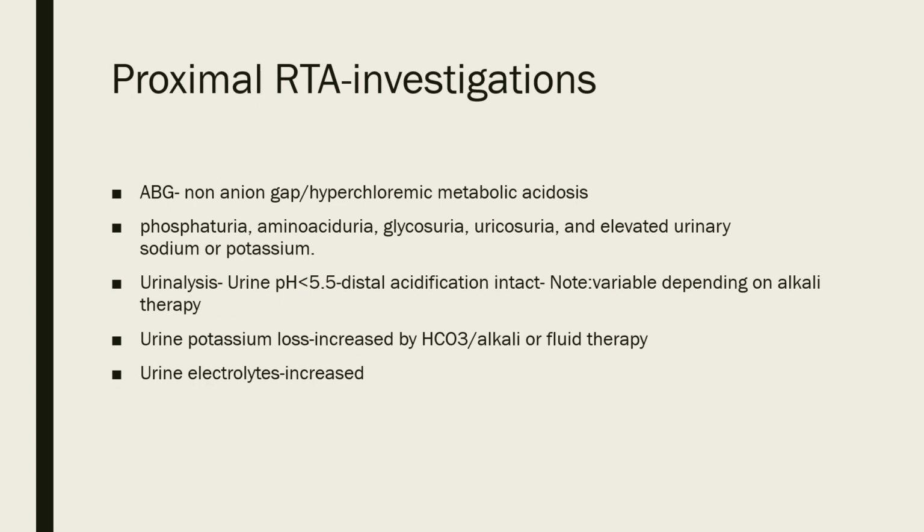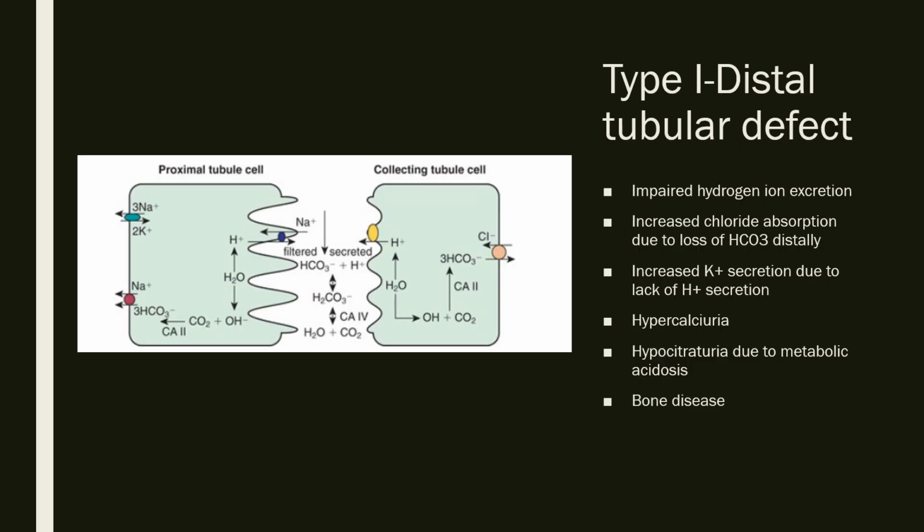What are the investigations that you are going to do? From the previous discussion, you already know your ABG is going to show a normal anion gap metabolic acidosis. And if the child is having a Fanconi's or a global tubular dysfunction, everything else also will be lost. What is your urine analysis going to show? Just remember, generally it is going to be acidic because distal acidification is intact. Urine potassium loss, yes, definitely it will be there. And urine electrolytes are going to be increased because most of them which are absorbed in the proximal tubule are not going to be absorbed.